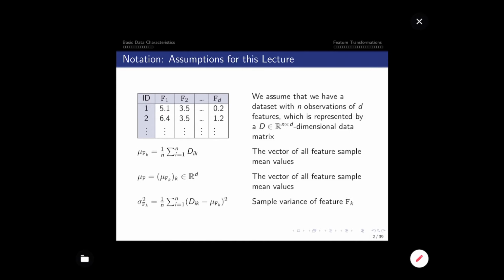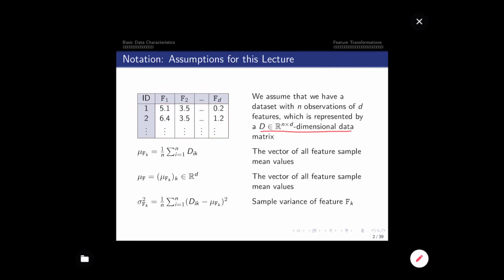Okay, so first let's go through some notations and assumptions we have for this lecture. First of all, we assume that we have a data set with n observations. So here this number is n, and we have d features f1 until fd. And then our data is represented by a data matrix, which is n times d dimensional and contains only real values. So this is basically what's inside this area. This is our data matrix.